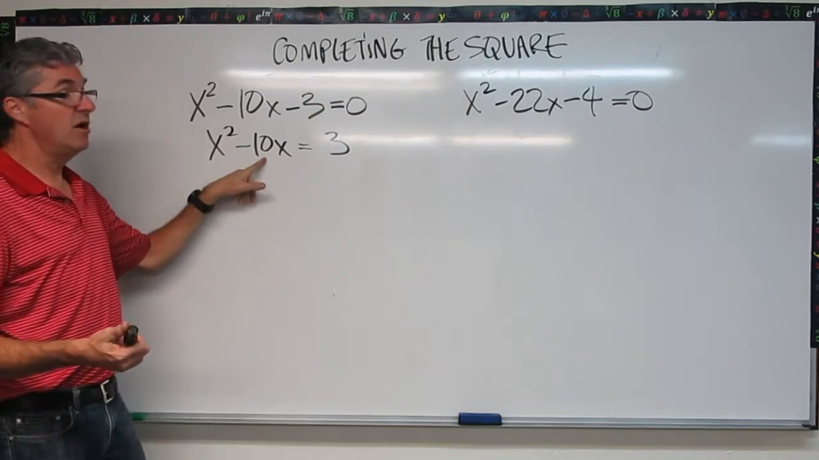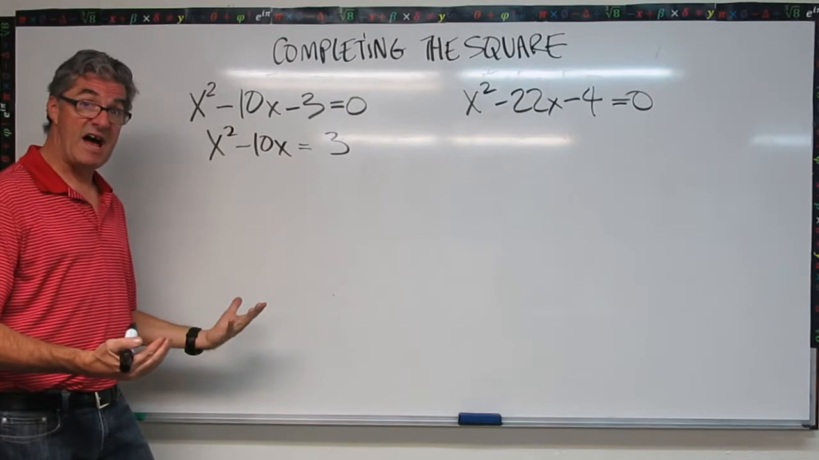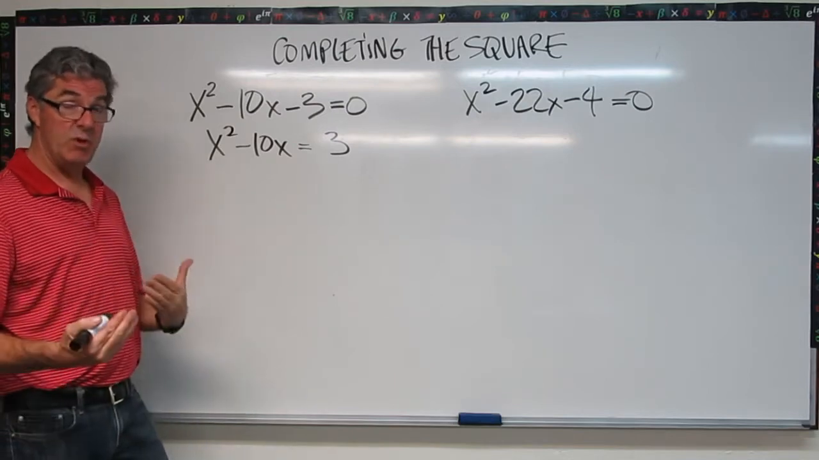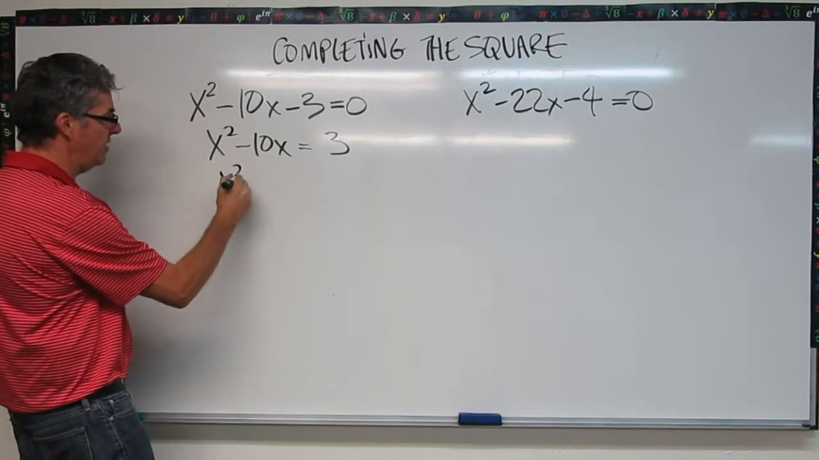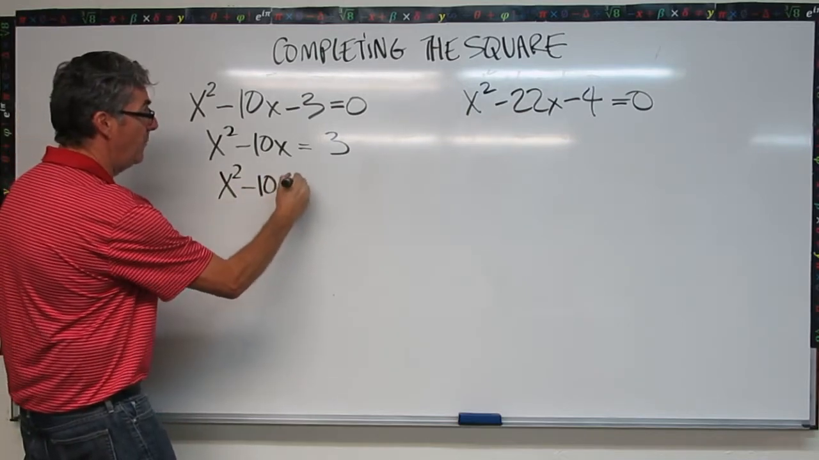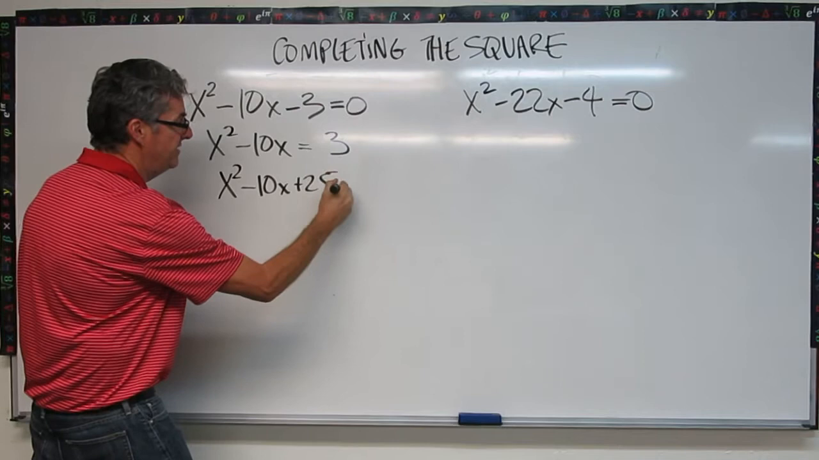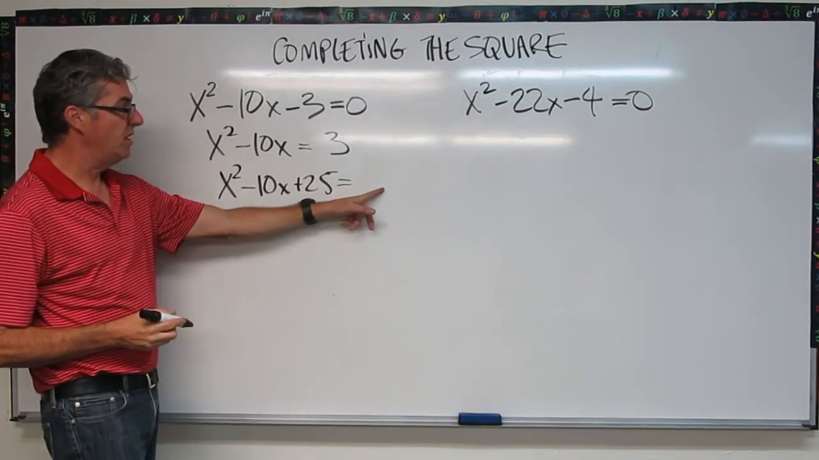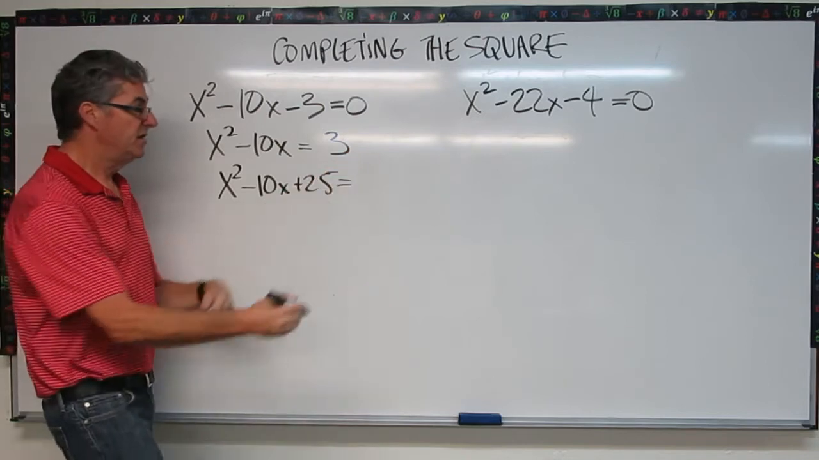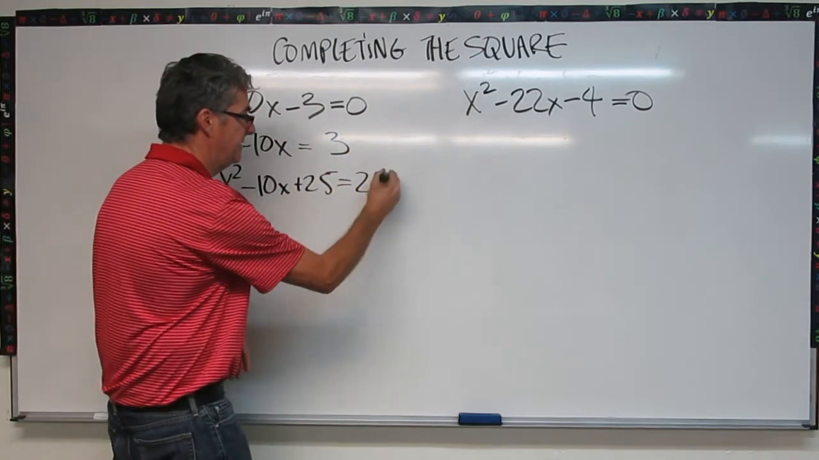So minus 10 over 2 is minus 5. Minus 5 squared is positive 25. So that's going to give us x squared minus 10x plus 25. Now I added 25 to this side, so I have to add 25 to this side as well. I already have a 3 over there, so that becomes 28.